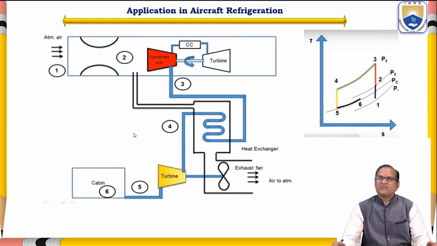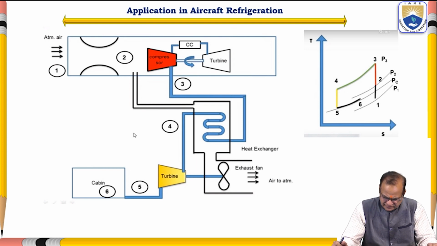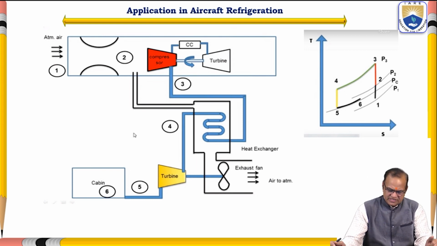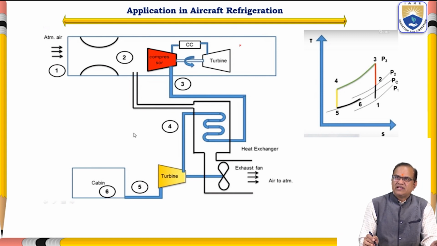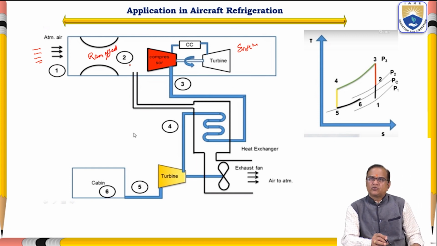Now the application of this in aircraft refrigeration. It is the same way for the aircraft. So here this is the engine of the aircraft. Air is entering from here. Due to this, first 1 to 2, it is called the ram effect. Ram effect means a slight pressure rise. If you see here 1 to 2, and in the T-S diagram 1 to 2, pressure increased from P1 to P2 and temperature also increased from T1 to T2.